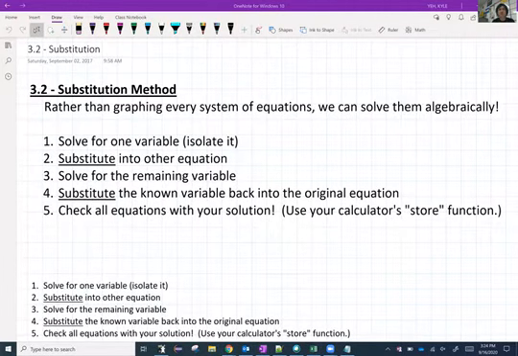Hey guys, we are going to be covering the first half of section 3.2 in this video. 3.2, one of the most important sections that we're going to cover. It covers two ways of solving systems of equations algebraically, substitution and elimination. You've probably heard them before, but we need them to be muscle memory. We don't even want to have to think about them.